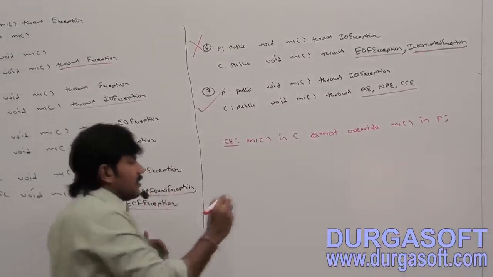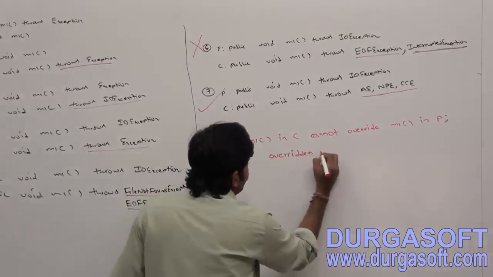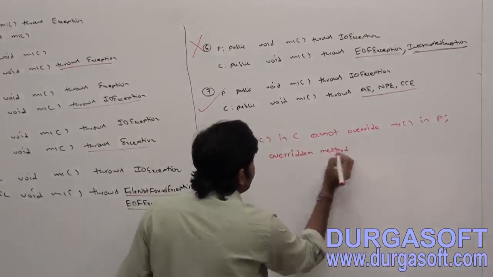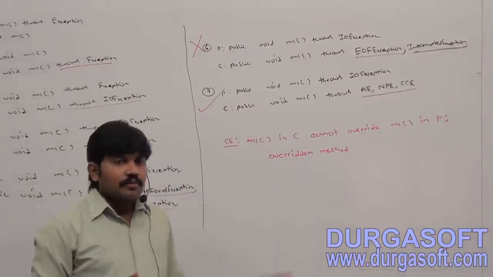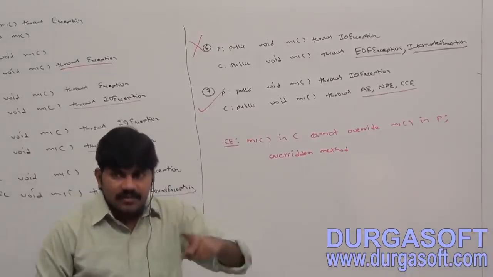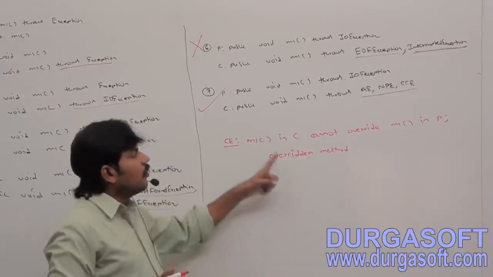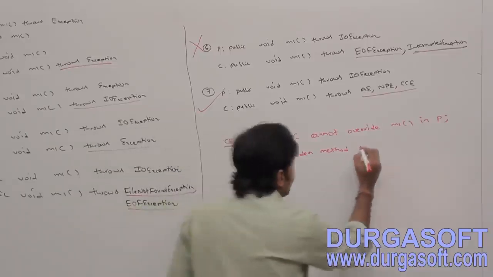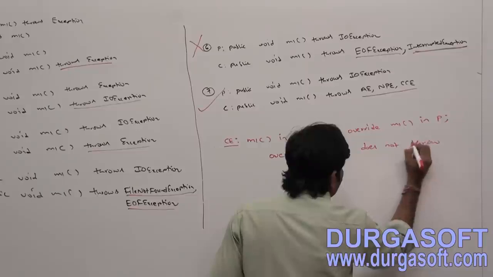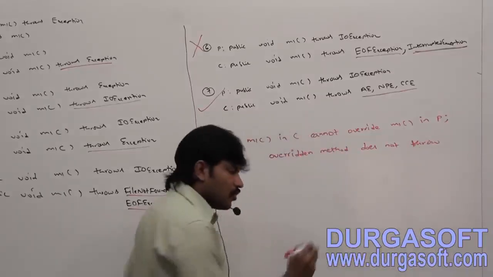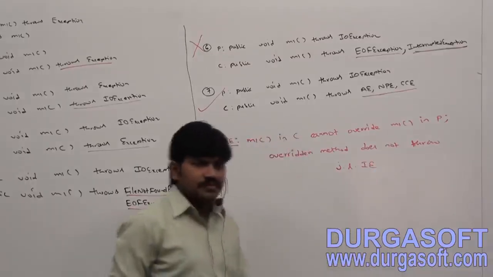What is the reason for that? Overridden method. Sir, which is the overridden method, parent class method or child class method? Parent class method is called overridden method. Child class method is called overriding method. Overridden method doesn't throw java.lang.InterruptedException. Are you getting?